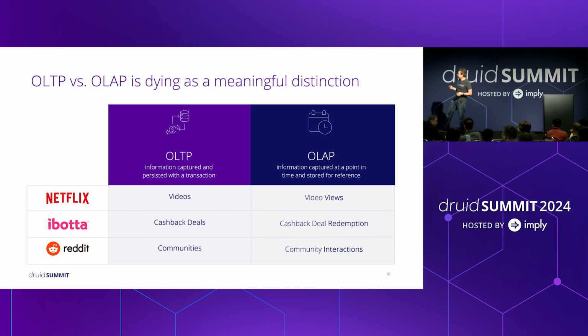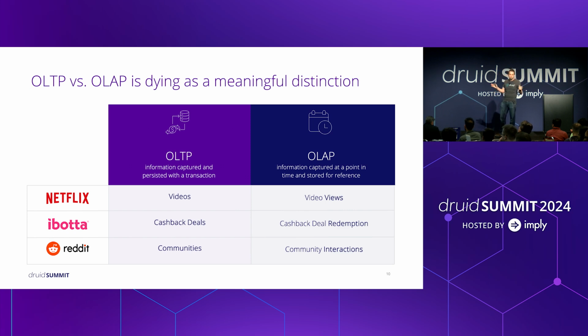And that is fundamentally that I think the distinction between OLTP and OLAP has run its course. It's not that it's bad, it's not that it's wrong. It's just run its course. And why I say that is that it's fundamentally very infrastructure-centric.